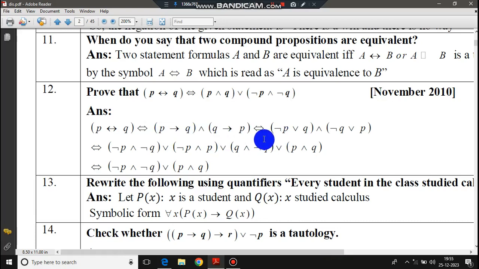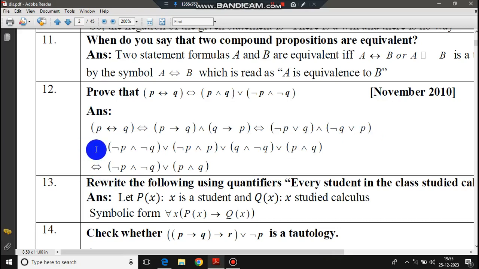Now the other formula is that P implies Q is equivalent to negation P or Q. Similarly, Q implies P, we can write it as negation Q or P, because there is an equivalence formula like that. Therefore P implies Q and Q implies P would be exactly equivalent to negation P or Q and negation Q or P.